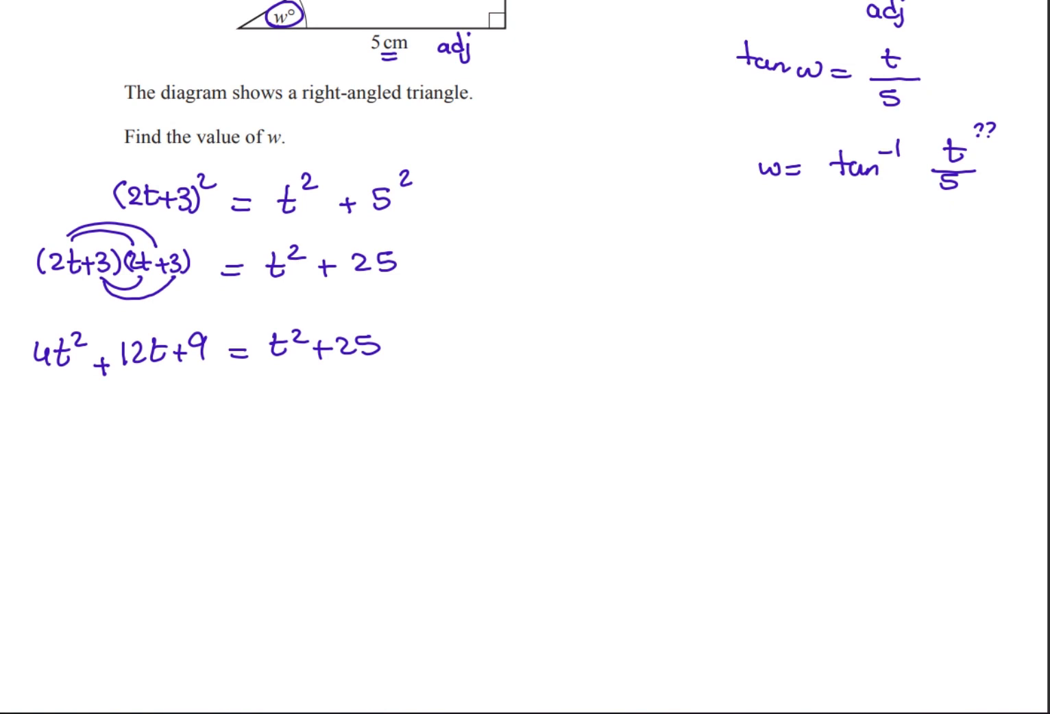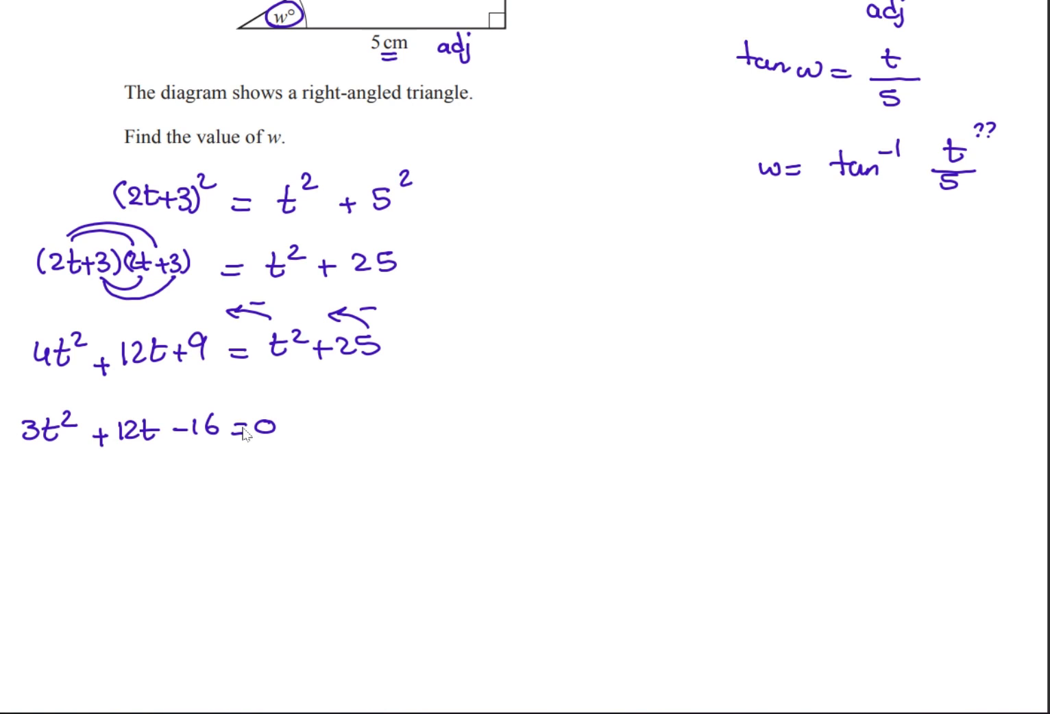Then here I can send them all to one side. So send this to the other side by negative. So 3t square plus 12t. Send this to the other side by negative. Minus 16 equals 0. Now, if I want to factorize this, the answer will be decimal.